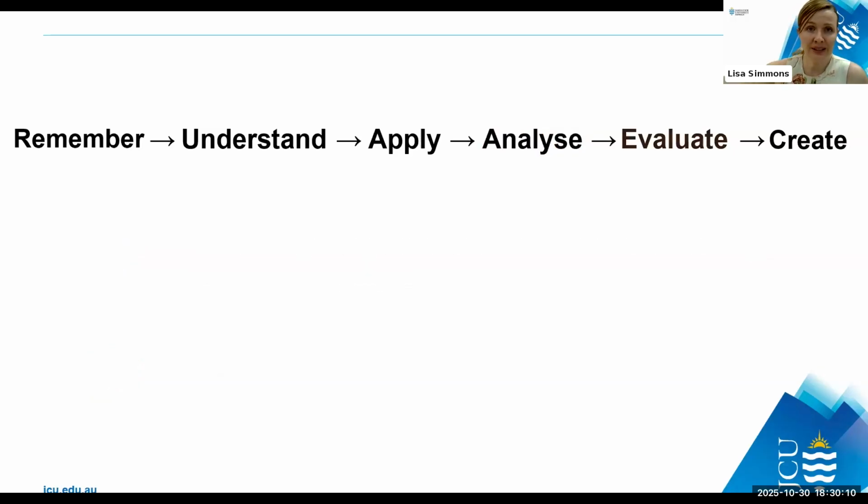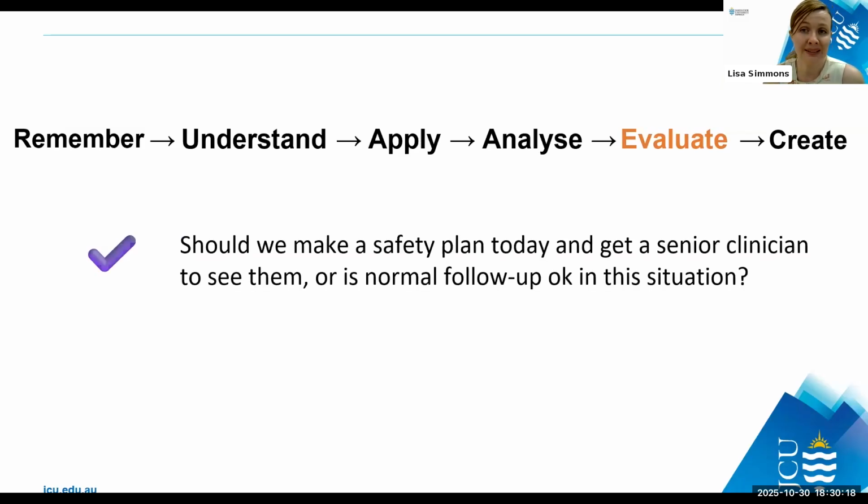In evaluate, you are asking the learner to justify a judgment. A good question might look like, should we make a safety plan today and get a senior clinician to see them, or is normal follow-up okay? This is a good question because it forces a clear decision and asks for one safety reason based on the person's situation. They will be required to evaluate their decision against a criteria.